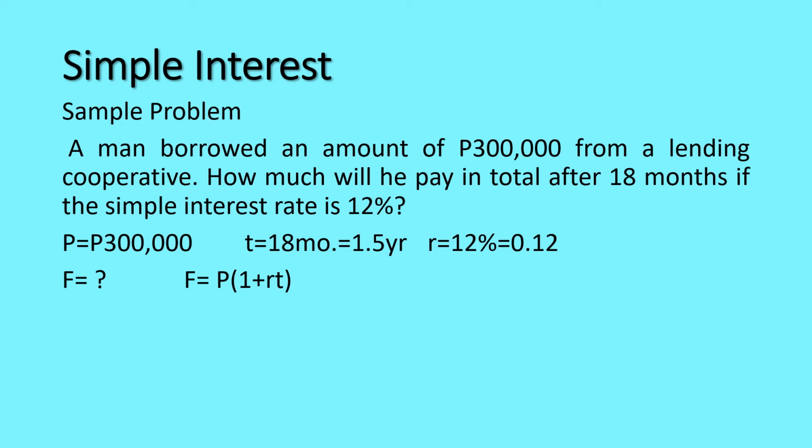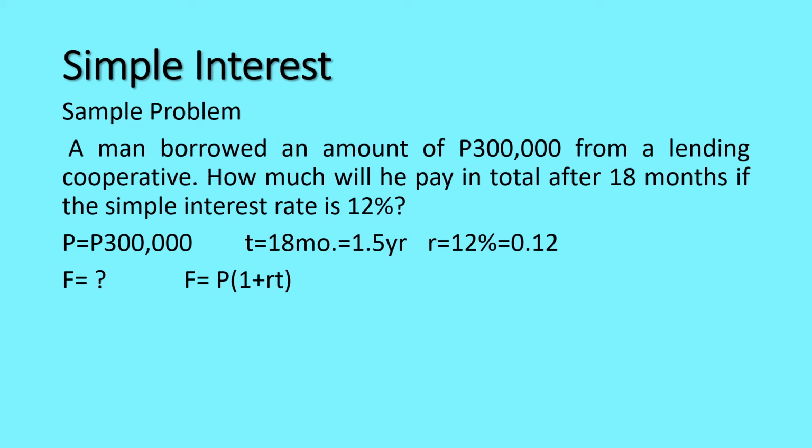Now, if we're going to identify the future, or the final amount, because it is said how much will he pay in total, that means the principal amount plus the interest earned, that is the final amount. Using the second formula for F, that is P times the quantity 1 plus RT.